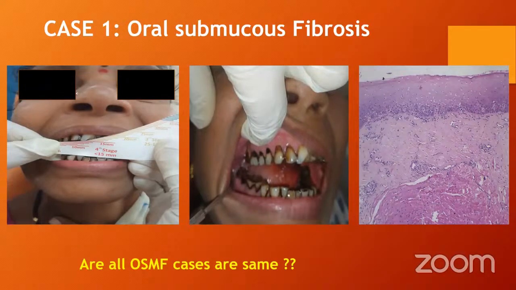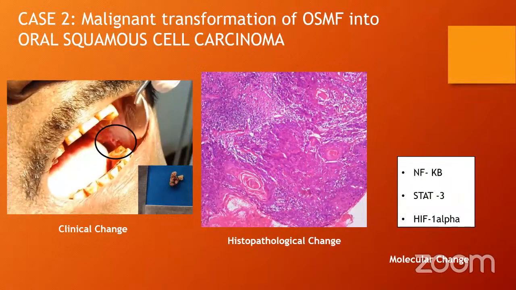We see the same case in mostly 60 to 80%, but do we think all the cases are similar? I don't think so. I would justify this with another case presentation. A 62-year-old male patient who complained of restricted mouth opening with ulceration seen in his left buccal mucosa. The histopathological changes included dysplastic epithelium invading into the connective tissue.